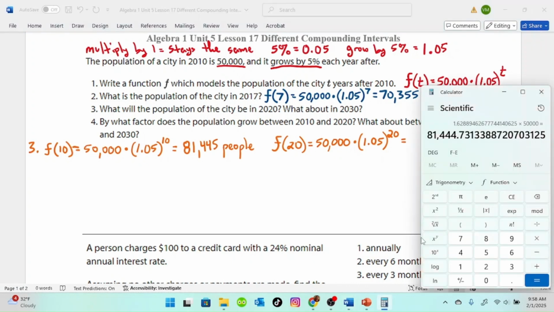So we go to the calculator. 1.05 to the power of 20 gives us approximately 2.7. We multiply that by the original population of 50,000. And we want to round to the nearest whole number because we're talking about people. So this is 132,665.